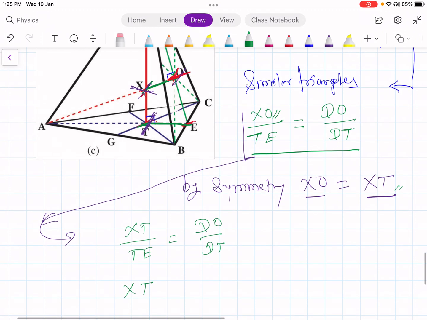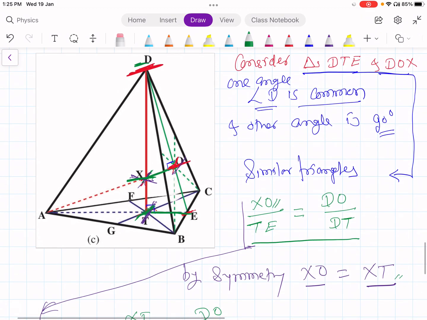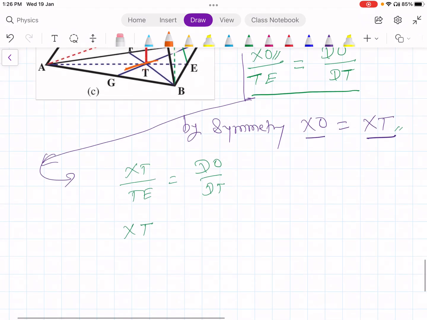What we have to find is XT, the distance between this point and this point. We already know the distance DT. In this diagram, we already know the distance from point D to point T. Now we have to find the distance between X and T. If we know XT, and we already know DT, then we can find DX. And along the DX, cation and anion are in contact. That's why we have to find DX. So XT equals TE into DO by DT.